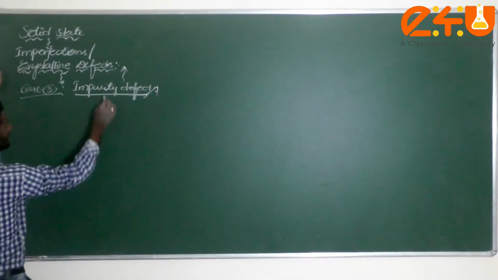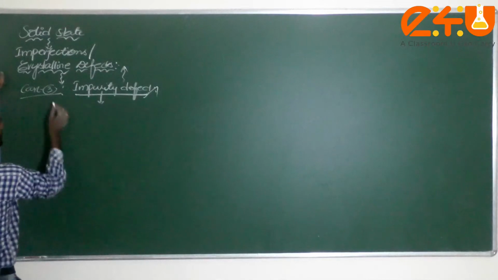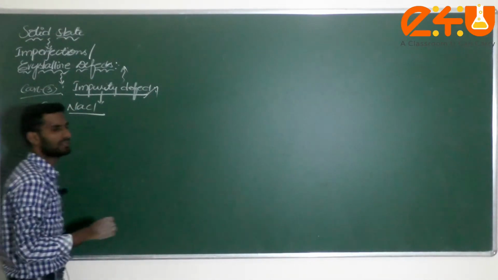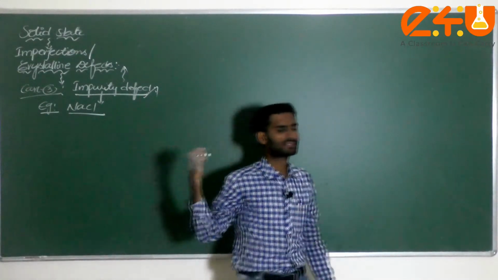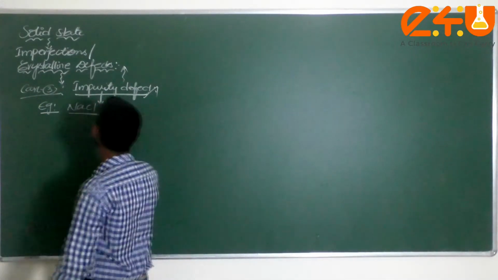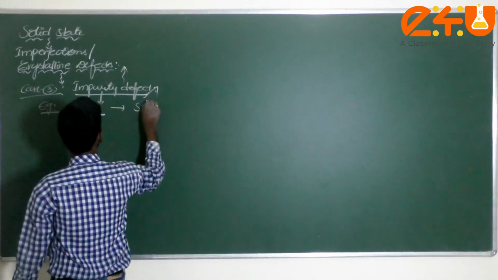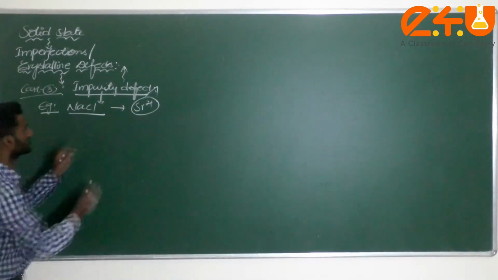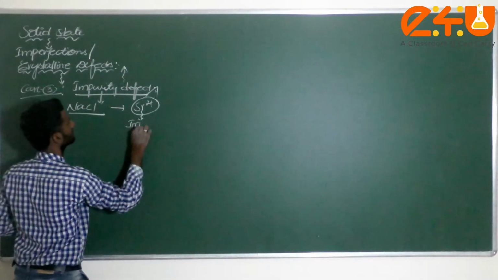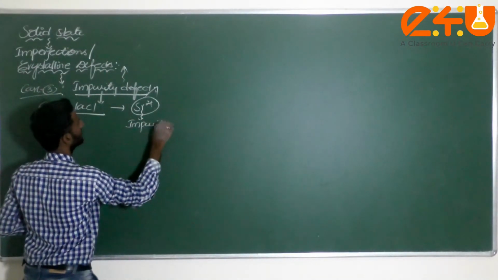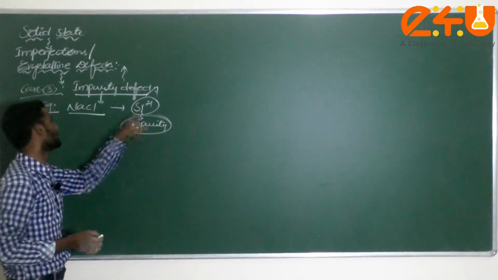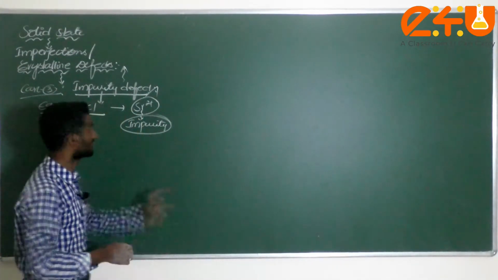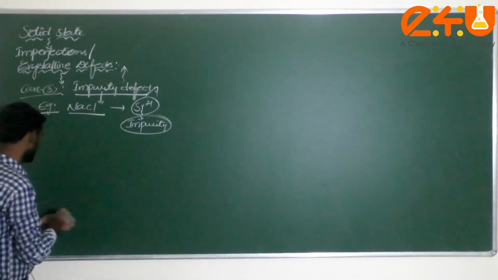Now in this impurity defect, the example I am considering is NaCl. In that NaCl, we are adding some impurities such as strontium 2+ ions. Strontium, Sr, is called the impurity. This impurity is introduced into the NaCl crystal, and that's why it is called an impurity defect.